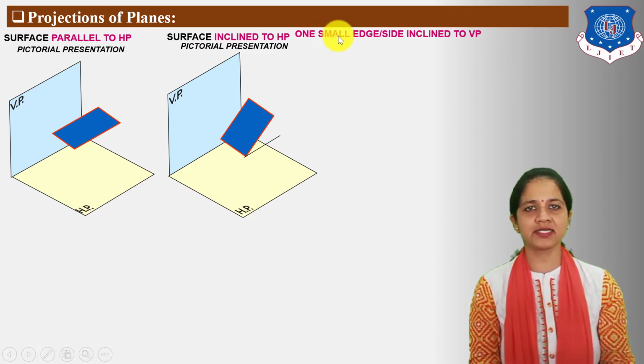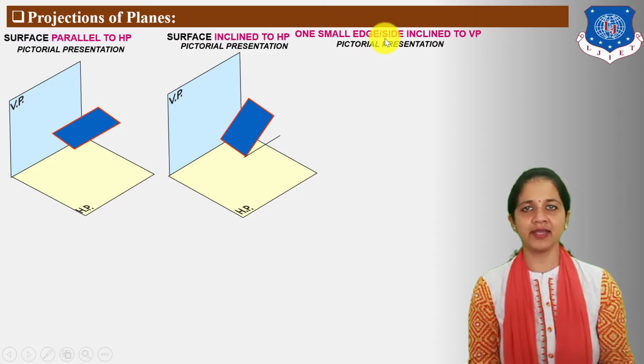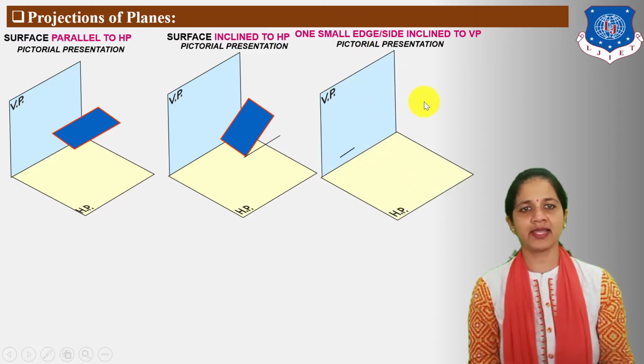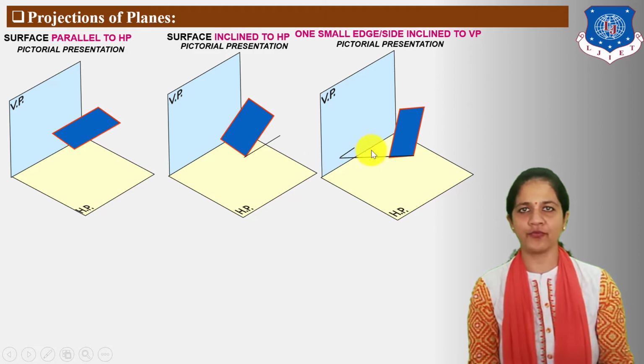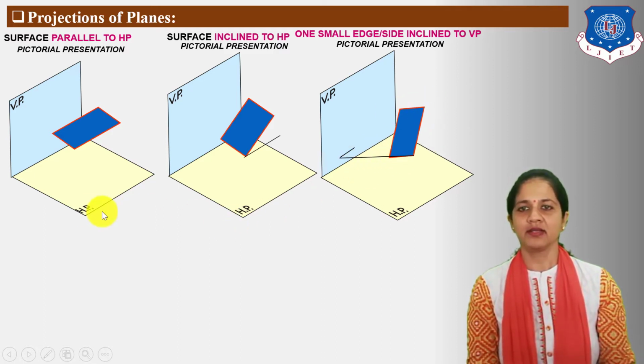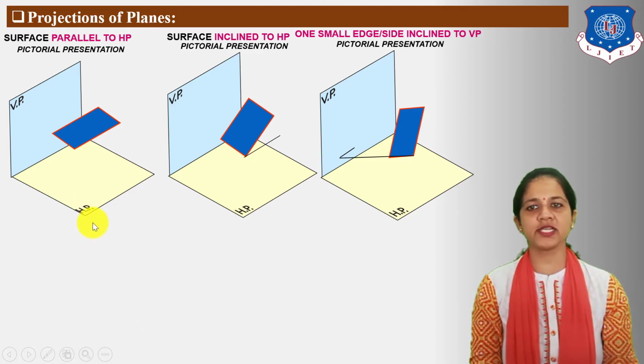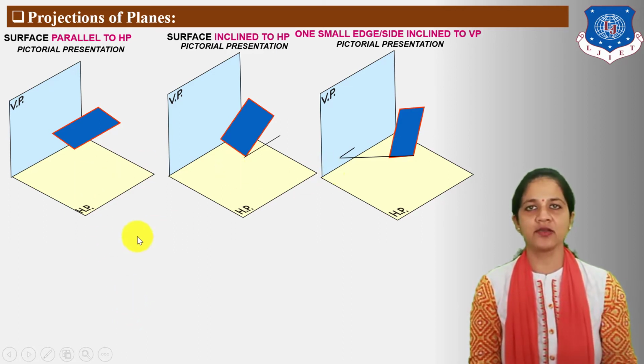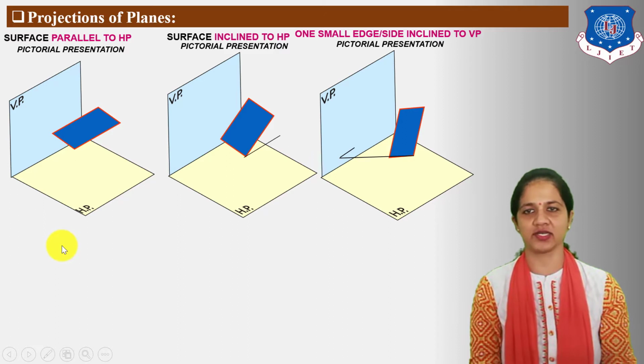Next, let us understand the pictorial or 3D presentation of the third case. In the third case, one small side or edge is inclined to VP. Here you can see the small side of this rectangular plate is inclined to VP. Next, let us take projection of these three cases from front and top direction.